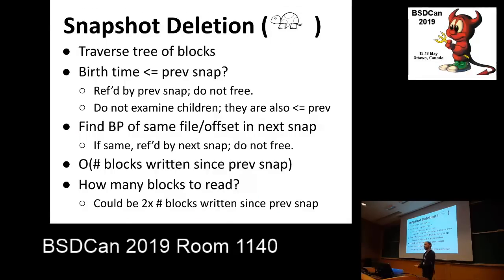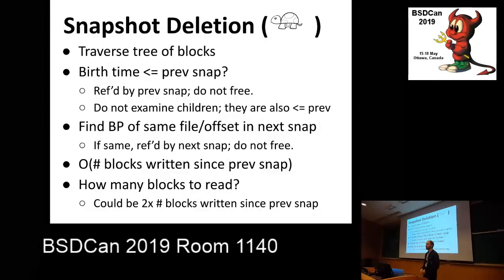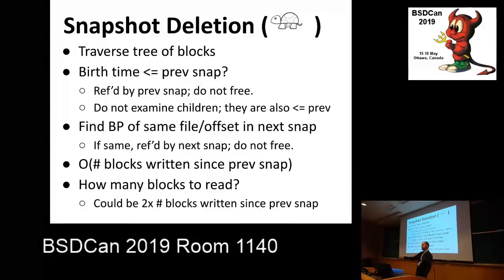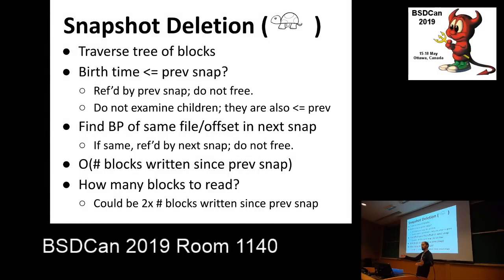And so that takes care of whether the previous snapshot references the block, and then we have to figure out if the next snapshot references the block. One way to do that is to look at the next snapshot and go to the same location in the tree, the same file, the same offset in that file, and see, is this pointer the same one as the one that I have?